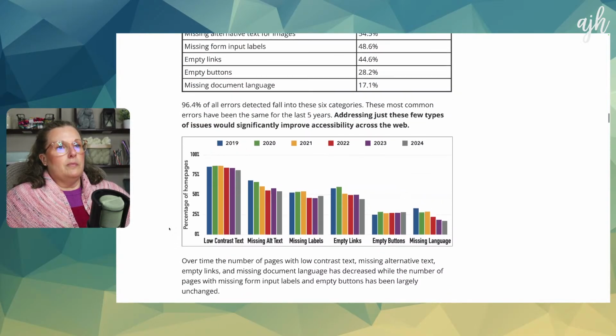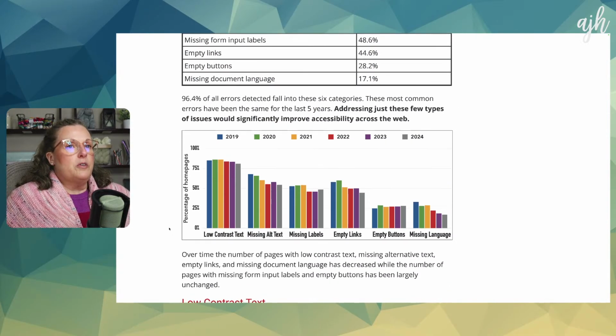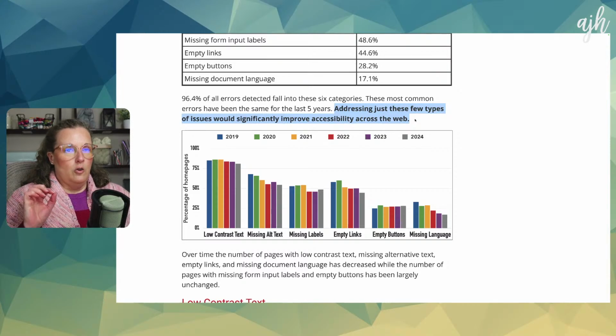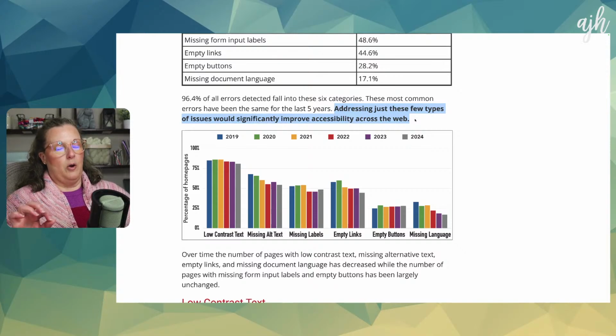So 96.4% of all errors detected fall into these 6 categories. These most common errors have been the same for the last 5 years. Addressing just these few types of issues would significantly improve accessibility across the web. This sentence alone is the reason why I wanted to do this stream and talk about this. Addressing just these few types of issues, just these 6 things, would significantly improve accessibility across the web.